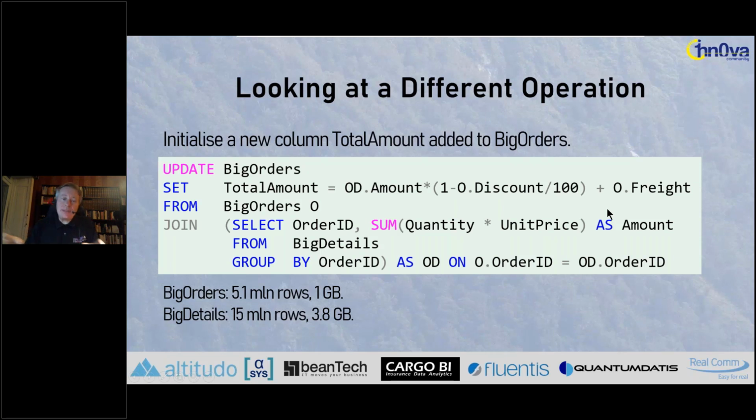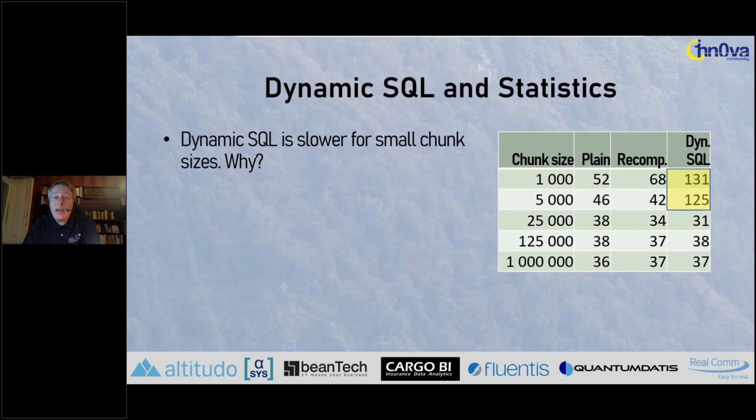Now, this is probably not a very good database design, but this is not a database design session. The big orders table has 5.1 million rows, 1 gigabyte in size. The big details table has 50 million rows and 3.8 gigabytes in size. And I did the same test with the same kind of chunking loop and with option recompile, with dynamic scale, and nothing at all. And here are my numbers.